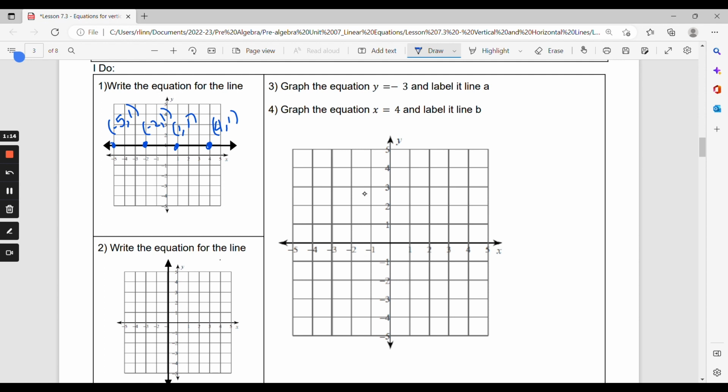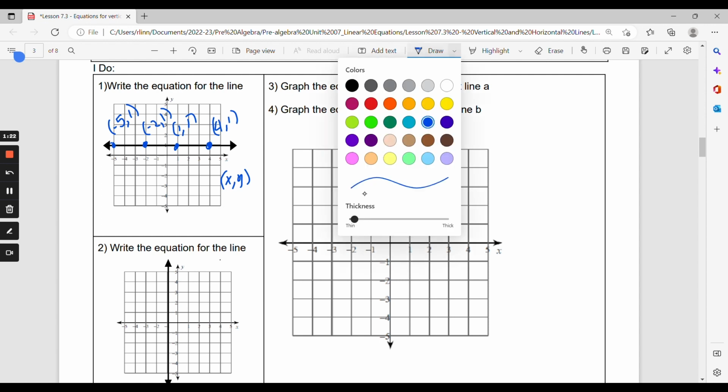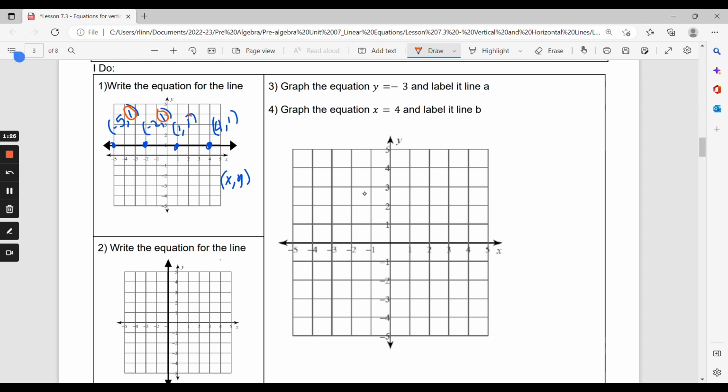And my pattern, when I look at my ordered pairs, my ordered pair made of an x and y coordinate, my pattern is every single one of these y coordinates is the same. Every single one of those, the y coordinate is 1. So that means that the equation for this horizontal line is y equals 1.